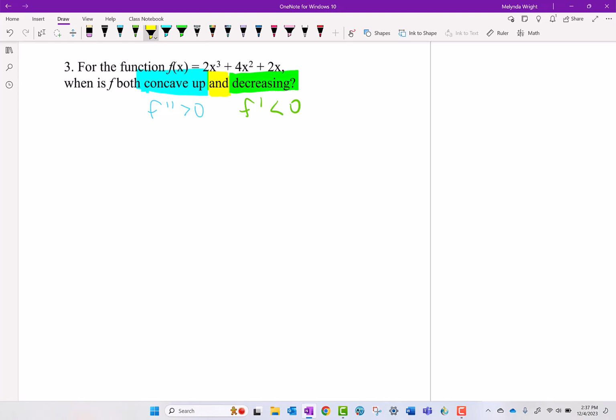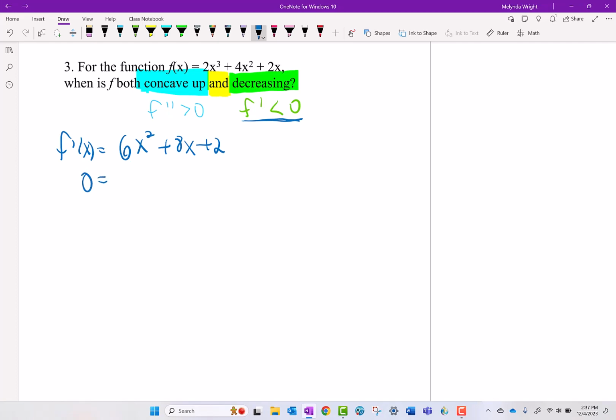So what do we do? Well, we need to find the first and second derivative first. So let's do that. So f prime of x would be, let's see, 2 times 3 is 6x squared plus 8x plus 2. Now that is the first derivative, but to determine increase, decrease, I need to know this. How in the world am I going to know when it's negative? Yes, you're right. I'm going to have to do a sign chart and set the derivative equal to 0.